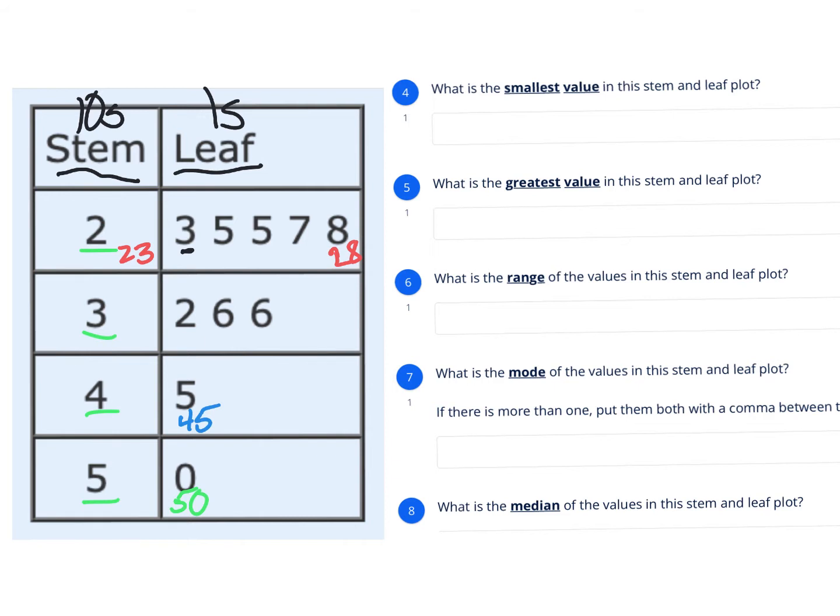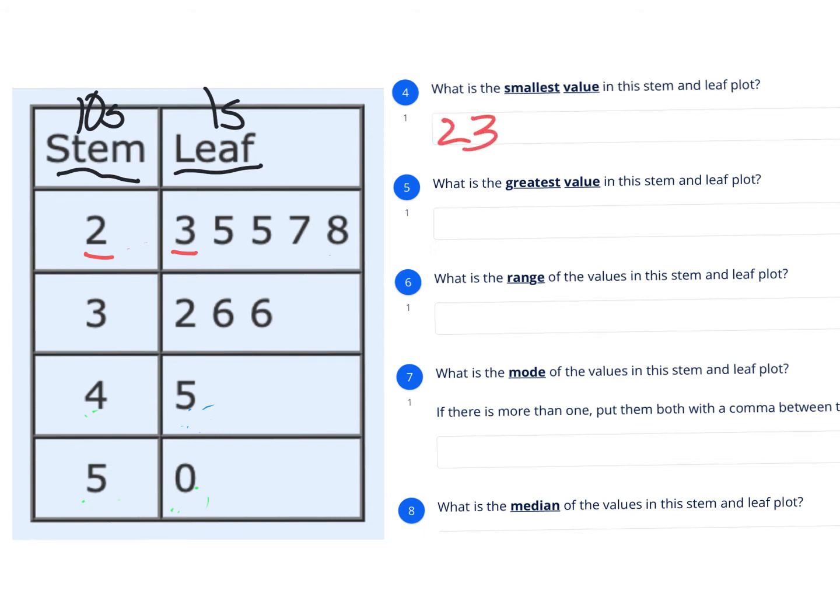Okay, let's get rid of some of this stuff so we can see a little bit better. Now we can answer a few questions here. For example, if they ask you, what is the smallest number in this data list? The smallest number is always going to be the first number. So that number would be 23.